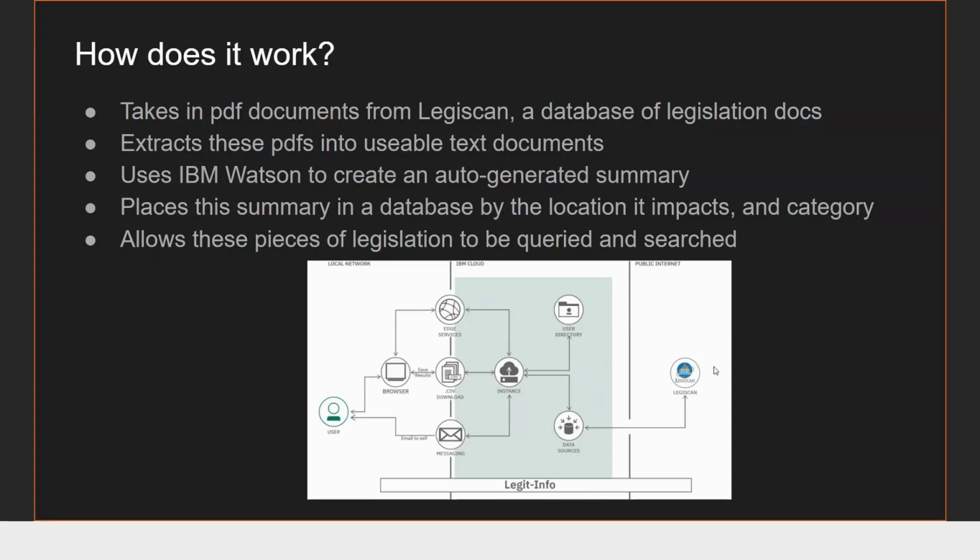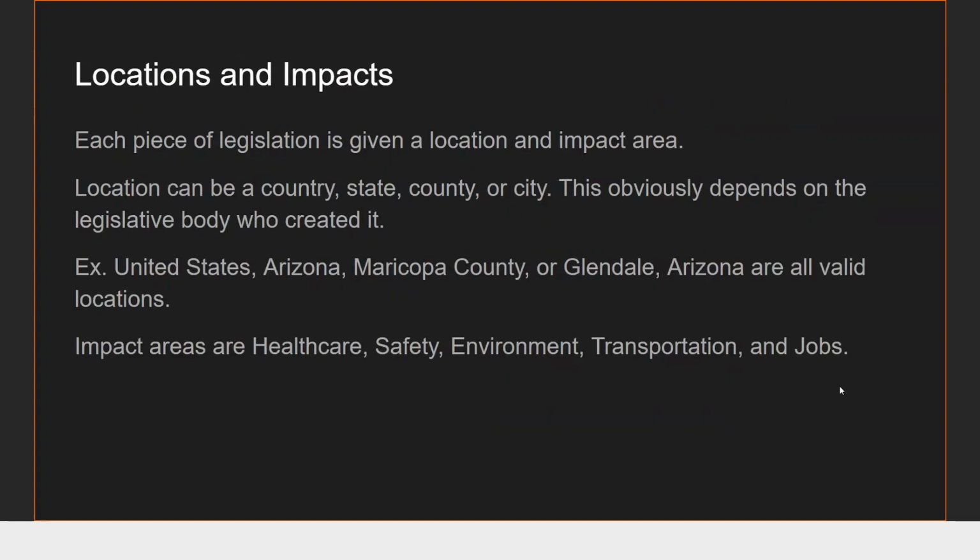And they're given categories such as healthcare. I'll talk more about that. But then it allows, with a nice website interface, to search and query these laws. Like I said, they're all able to be queried with a location and an impact area. So it can be a country, a state, a county, or a city. Obviously, this depends on where they pulled this PDF document from.